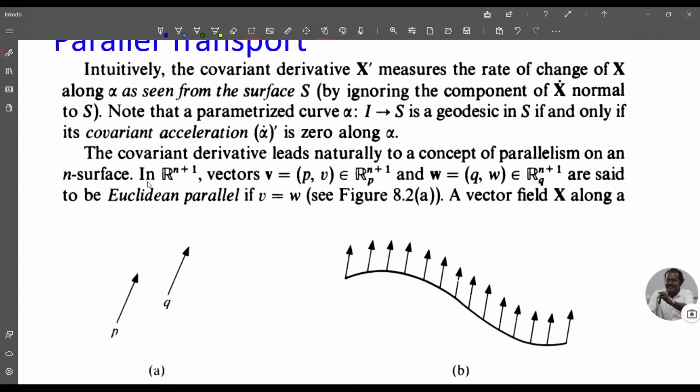In R n plus 1, vectors V equal to PV belongs to R p n plus 1 and W is equal to QW belongs to R q n plus 1 are said to be Euclidean parallel if V equal to W. So you consider these two vectors. So this is PV and this is QW. They are parallel if V is equal to W.